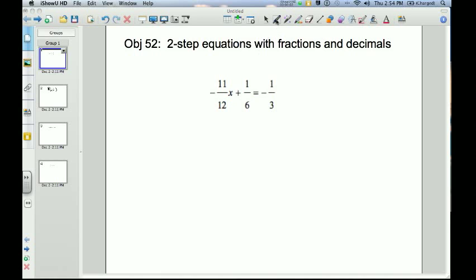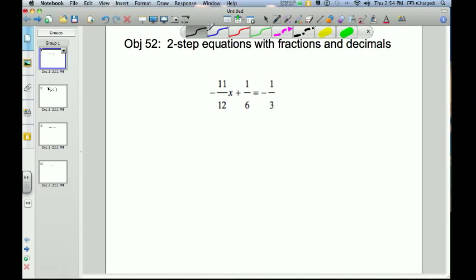This video will take us through objective number 52, two-step equations with fractions and decimals. We're going to start out with using our distributive property with our common denominator, and our common denominator here would be 12. So if we put 12 over here, it doesn't matter which side we put it on. We have to be careful of the signs in our equation.